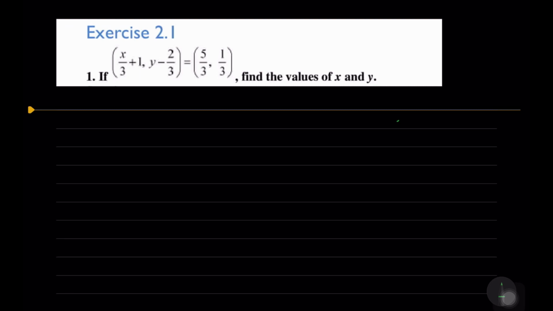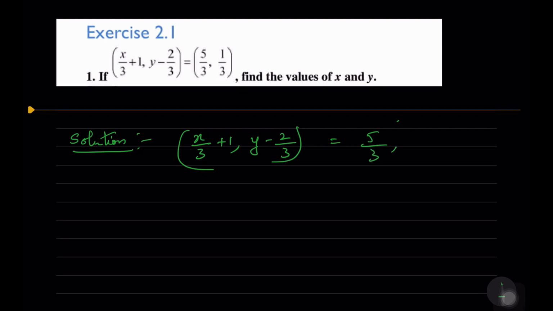So if x by 3 plus 1 comma y minus 2 by 3 is equal to 5 by 3 comma 1 by 3, find the values of x and y. Now in the solution part, what we have here is x by 3 plus 1 comma y minus 2 by 3 is equal to 5 by 3 comma 1 by 3. So we have to find out the values of x and y. Since we are given that x by 3 plus 1 comma y minus 2 by 3 is equal to 5 by 3 comma 1 by 3.